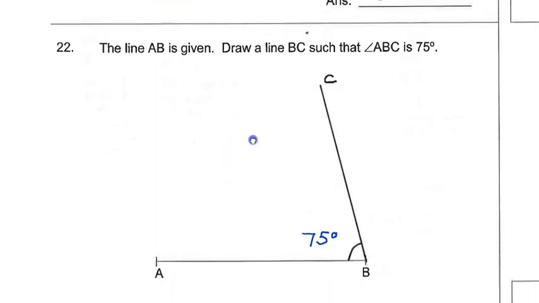Okay, this line over here, draw 75. I believe you should be able to get this thing done, right? Draw a line BC, such that ABC is 75 degrees. Please note that the center part is B. It means that B is where you place your 75 degrees. A, B, C. Okay, that is how it should be.